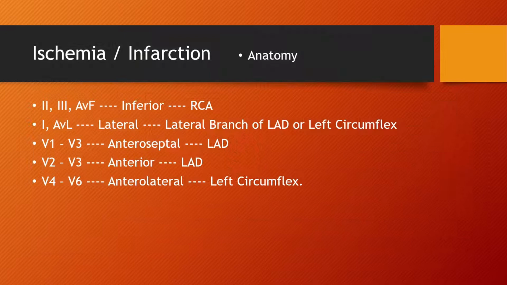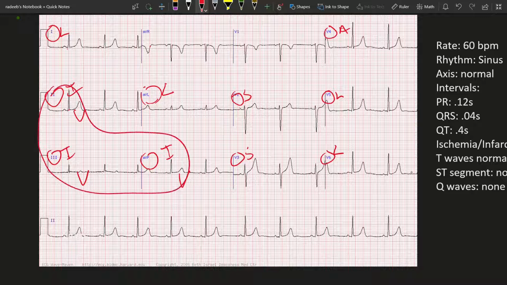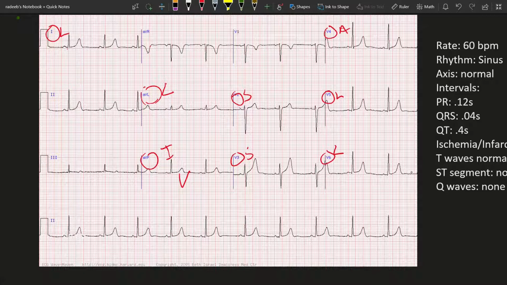So generally the anatomical placement is important, and let's say you get T wave inversions here and here and here, then you get worried about prior ischemia in this region. So then you worry about ischemia in the inferior part of the heart, and so forth, and you can apply it to the other anatomical locations.